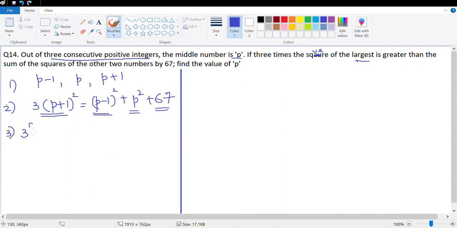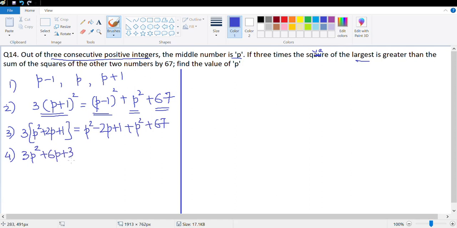So this will be 3 times p square plus 2p plus 1. Yes, p square plus 2 into p plus 1 is equal to p square minus 2p plus 1 plus p square plus 67. Okay, let's open the bracket. So this is 3p square plus 6p plus 3 is equal to p square plus p square, that's 2p square. This is negative 2p, and plus 1 plus 67, that's plus 68. Let me reconfirm. P square plus p square, 2p square minus 2p plus 68. Let's bring everything on one side.